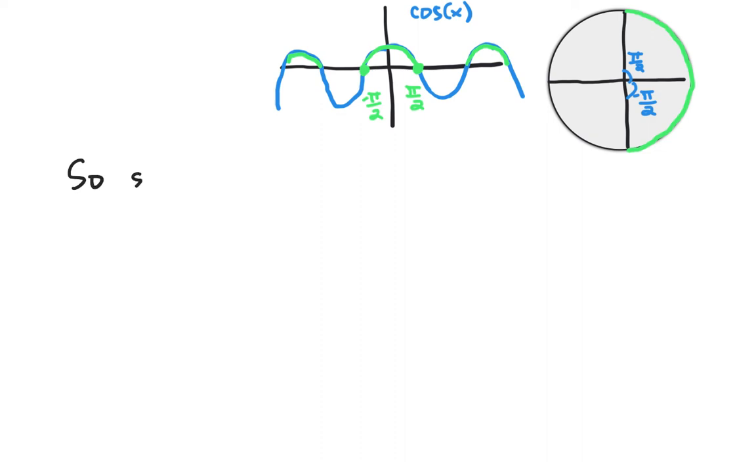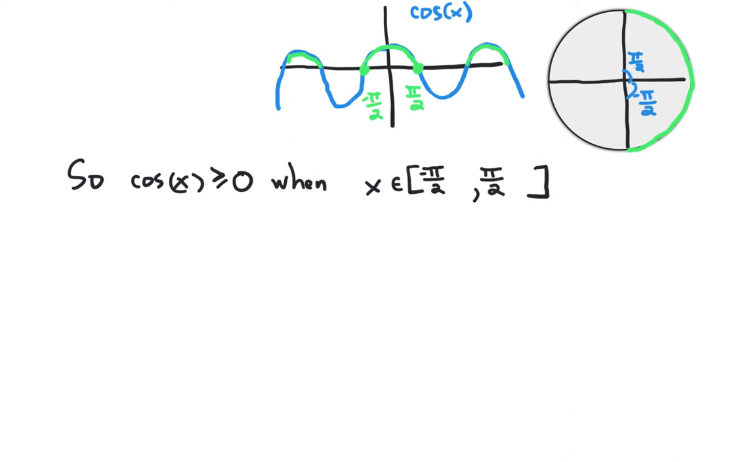So we can say that cos of x is greater than or equal to 0 when x is in the following interval. I'll write it like this first. I'll leave some space. And it's going to be a closed interval because we can plug in pi over 2 or negative pi over 2 and we'll get 0. But 0 is fine to take the square root of, so we do have a closed interval. So we have when x is between, remember we put the smaller thing on the left, negative pi over 2 and positive pi over 2.